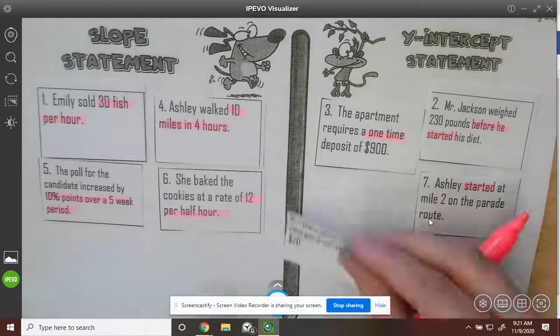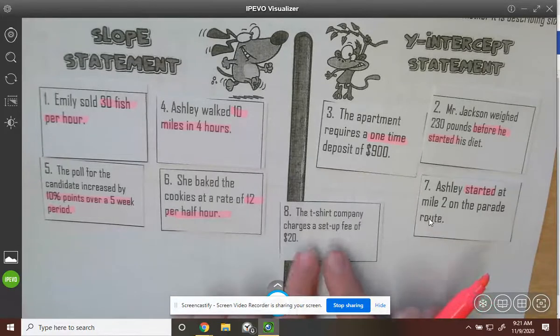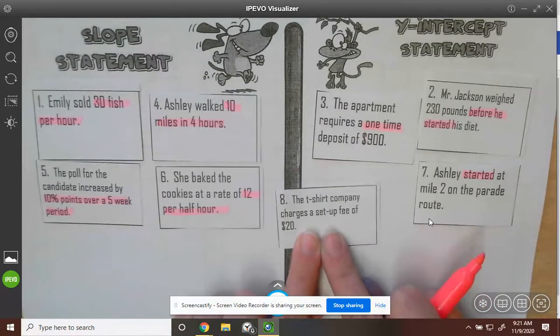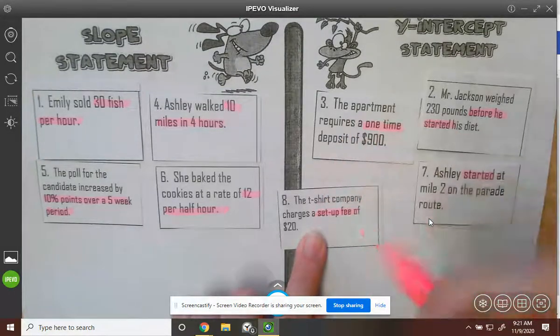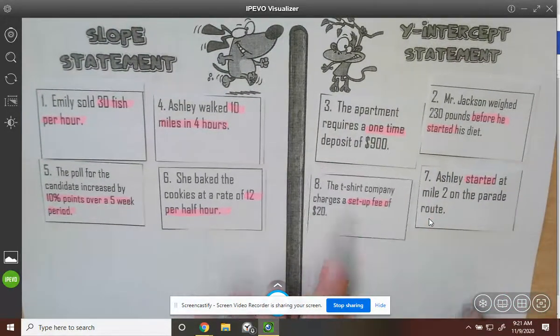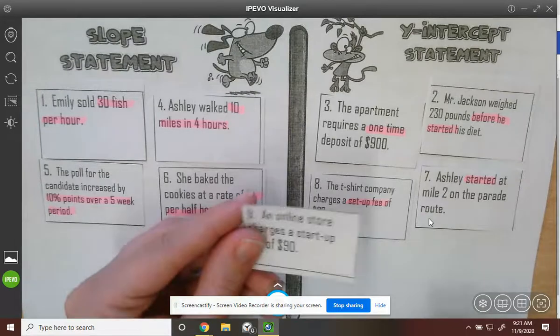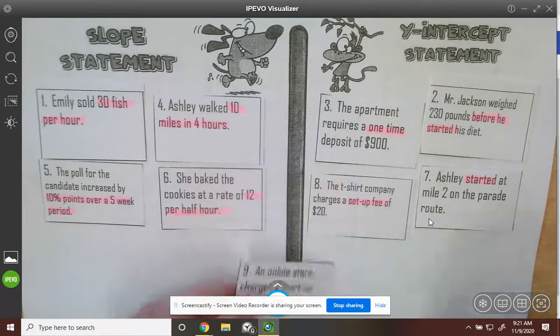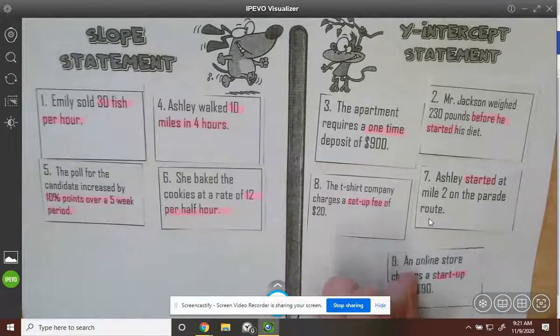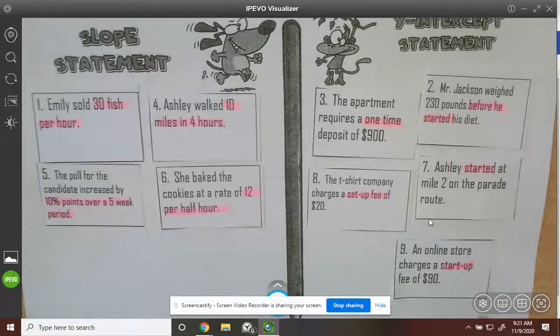Okay, 8. The t-shirt company charges a setup fee of $20. Not $20 every t-shirt, just a one-time setup fee. So it would be a y-intercept. Number 9, an online store charges a startup fee of $90. So same thing there, startup fee. That would put it over here on the y-intercept.